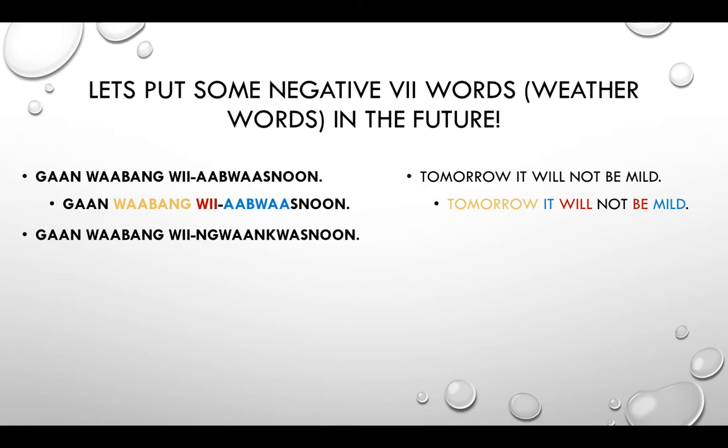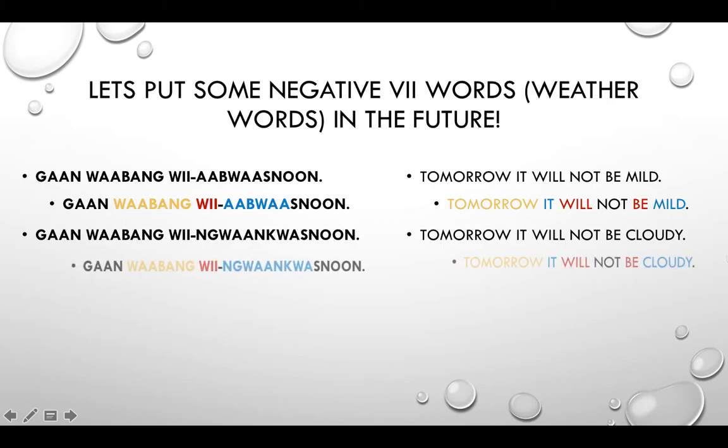Gone wabang win guan kwa snown. Tomorrow it will not be cloudy. So again, gone and snown referring to not. Wabang referring to tomorrow. We referring to will be. Nguan kwa referring to it is cloudy.